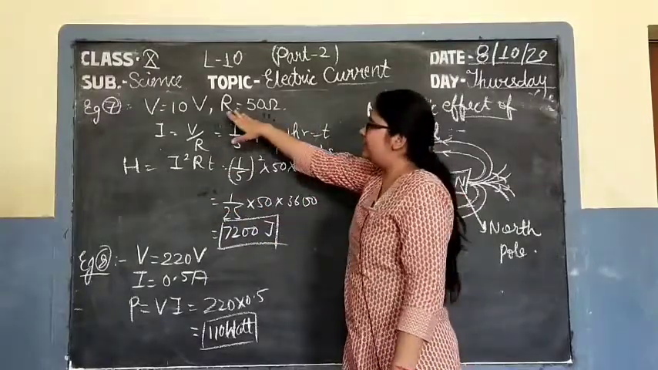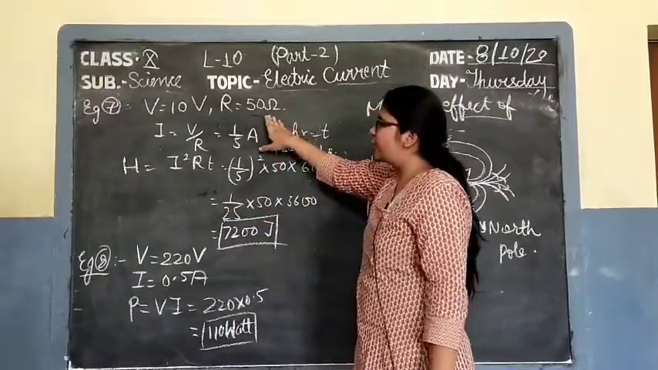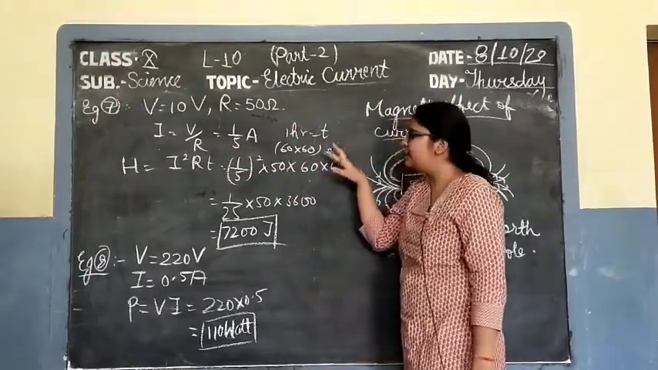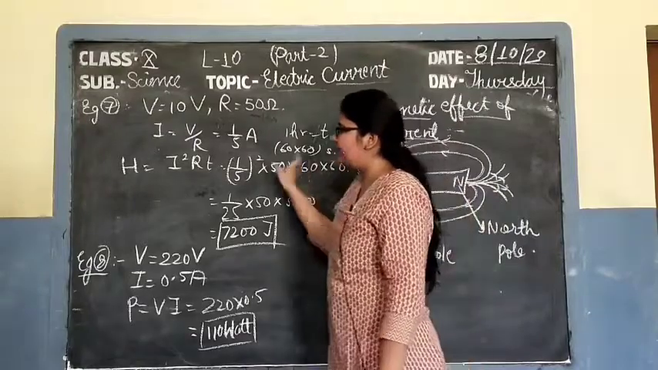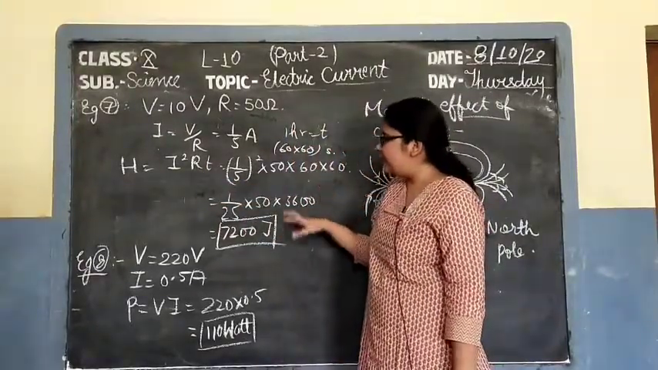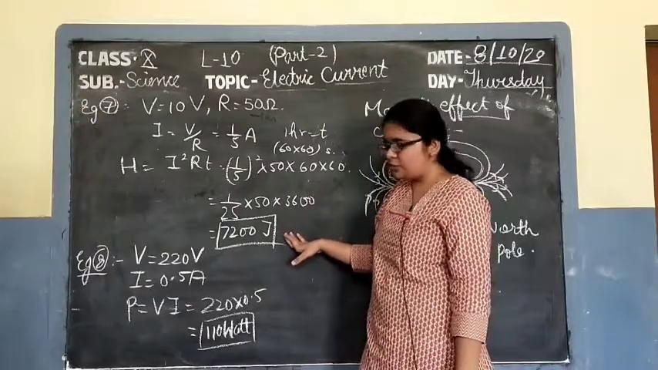V is given, that is 10 volt, and R is 50 ohm. So current will be V by R, that is 1 by 5 ampere, and time is 3600 seconds. So by the formula, heat generated is equal to I squared R T, then you get the answer 7200 joule.